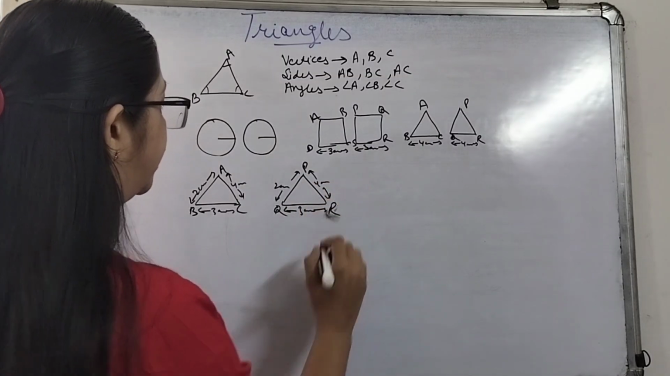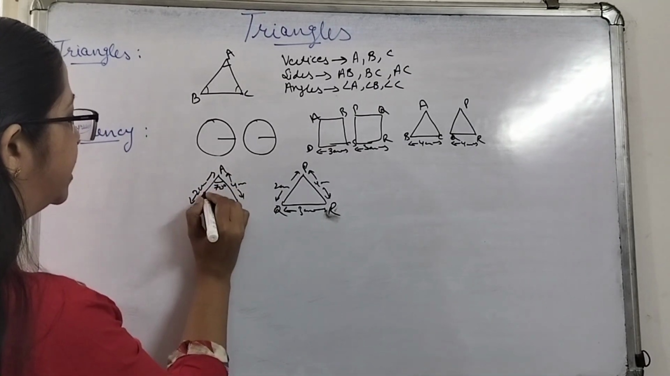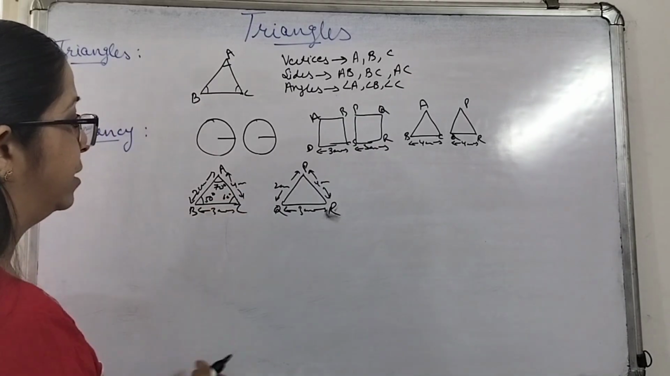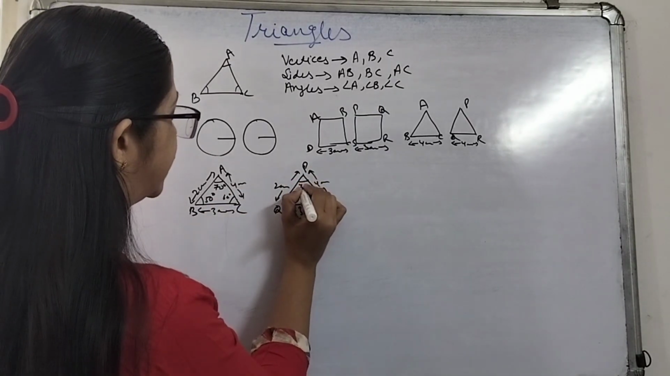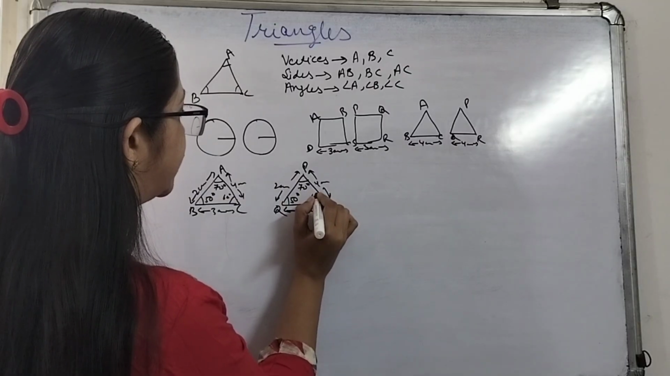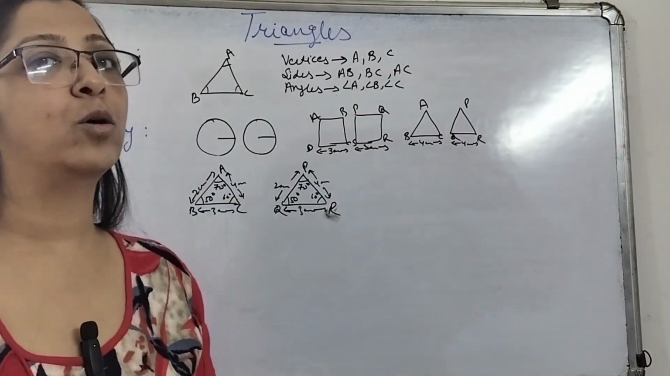to 4 centimeters. Suppose this angle is 70 degrees, this angle is 50 degrees, and this angle is 60 degrees. Similarly, if this angle P is 70 degrees, this angle is 50 degrees, and this angle is 60 degrees, in that case we will be saying that these two triangles are congruent.